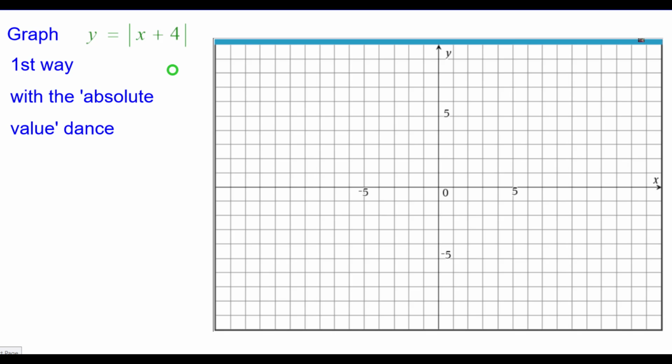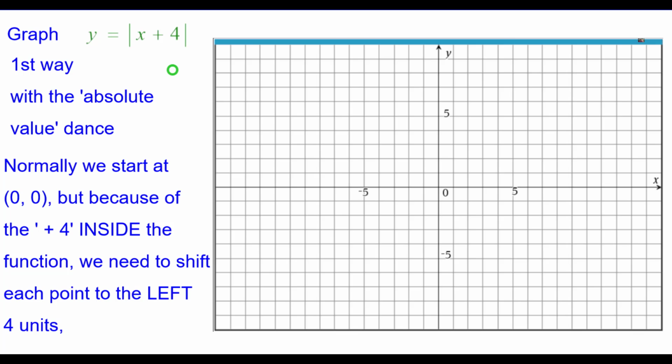The first way is using what we call the absolute value dance. And normally we'd start at the origin, but because of the plus 4 inside the function, we need to shift each point to the left 4 units. So we're going to start at -4, 0, and we'll plot that point.